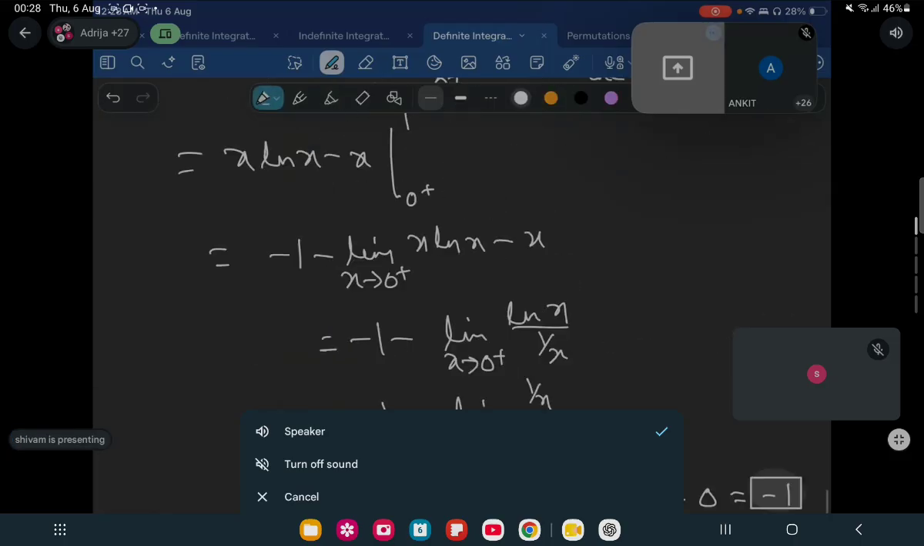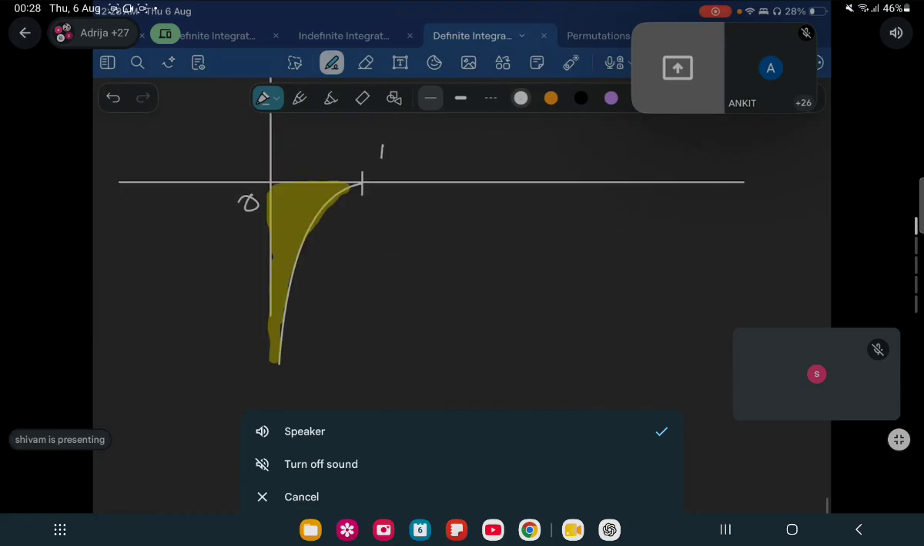Okay, next. Part 2. Integral from a to b of f dash x dx will be equal to f of x from a to b, if f is continuous. Remember, f should be continuous in a comma b.